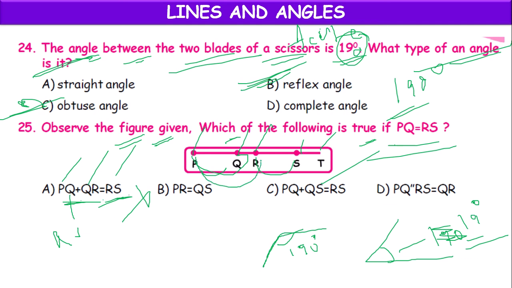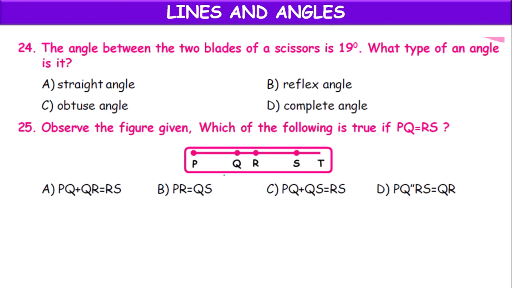PR equal to QS. PR can be written as PQ plus QR, and QS can be written as QR plus RS. QR is the same, and PQ equals RS. So this is true. PR equal to QS is true because QR is the common portion and PQ equals RS. So these two values are equal. So option B is correct.